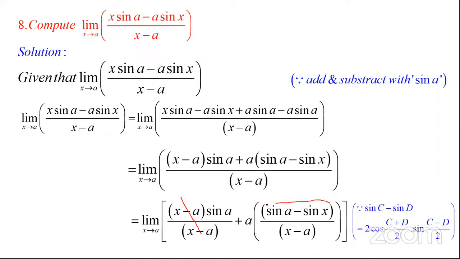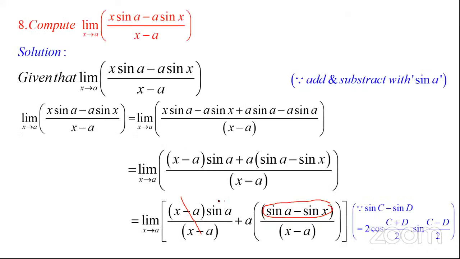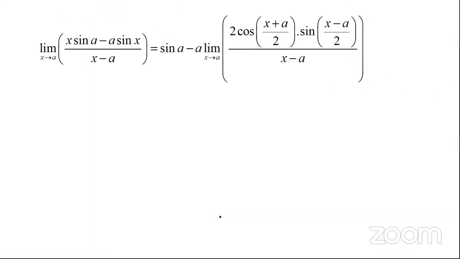So we have to use that here. In the previous slide we have the value of sin a. This is a constant term, so writing it outside of the limit, since there is no limit on it, you can write this as sin a only. Next minus a into limit x tends to a of 2 cos of (x plus a) by 2 sin of (x minus a) by 2, that is, by (x minus a). Then use this formula.